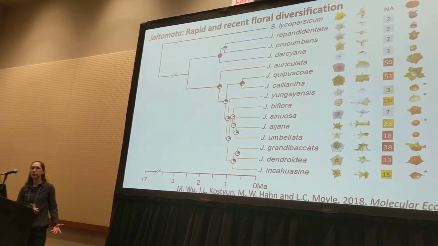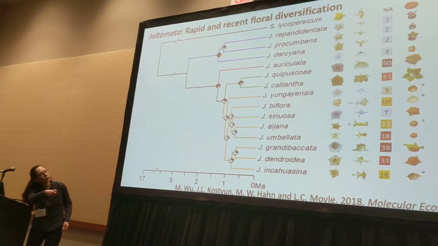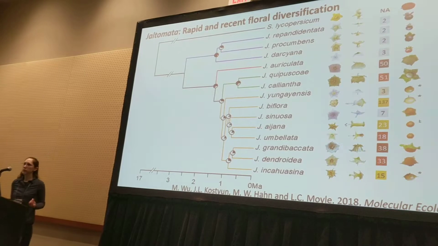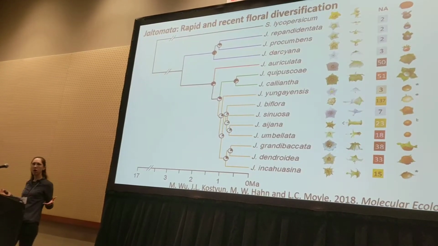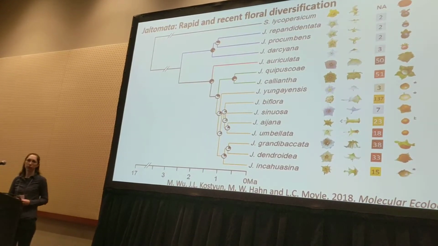Jaltomata itself diversified within the last 3 million years, and this particular clade down here, which encompasses the most species in the genus, as well as the most broad floral diversity, diversified within the last 1 million years or so.